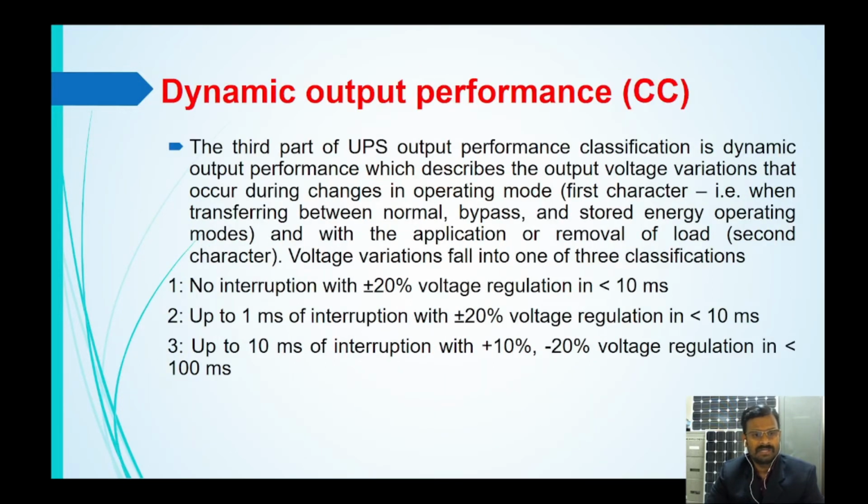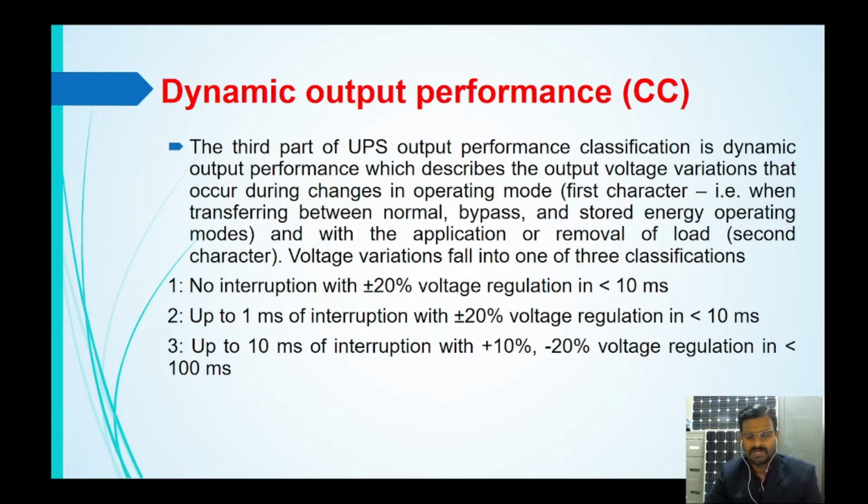And the third parameter is dynamic output performances. So this dynamic output performance is how much time it takes to change over between the normal mode, to bypass mode or to the stored energy mode. Is there any power interruption? Is there any voltage variations? And if it is there, how much time it takes to settle down? So based on that, we are going to have three different classifications again here.